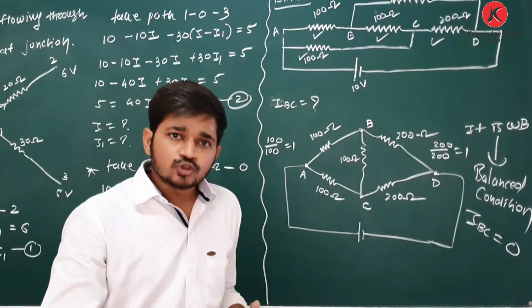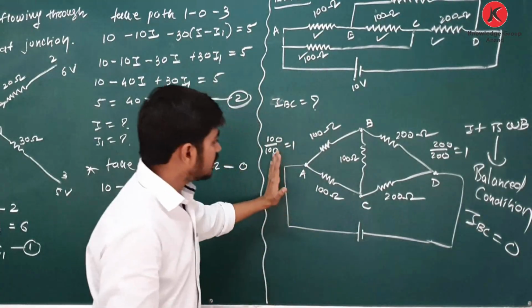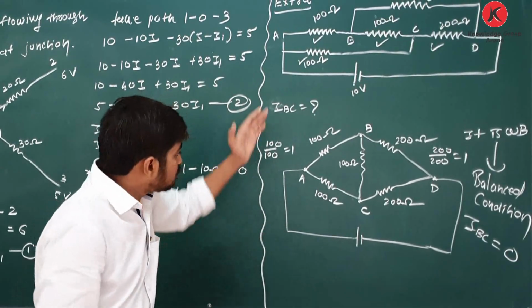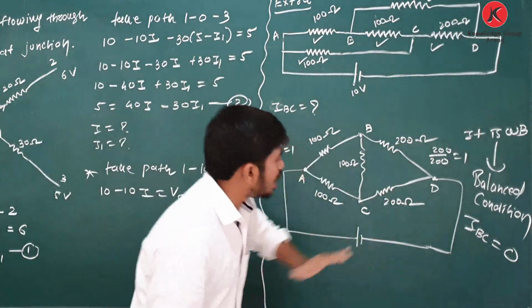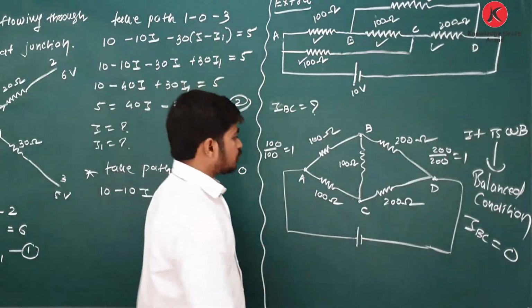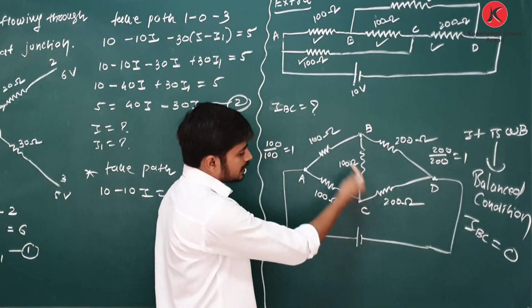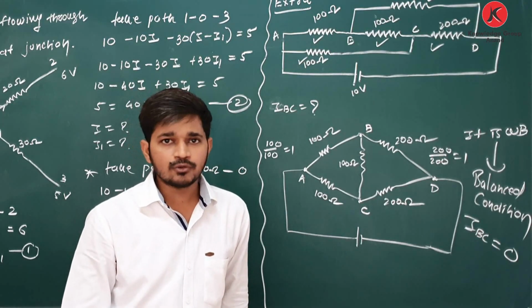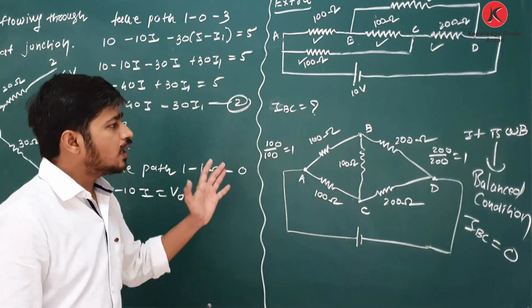Clear about this? So yes, first of all, you have to reconstruct the figure. It is a Wheatstone bridge. Then you have to check, is it in balanced condition? Yes, 100 upon 100 is equal to 200 upon 200. It is in balanced condition. So you can easily find the current flowing through this part, that is IBC, is equal to 0. Clear about this? So yes, it is one question based on the Wheatstone bridge.